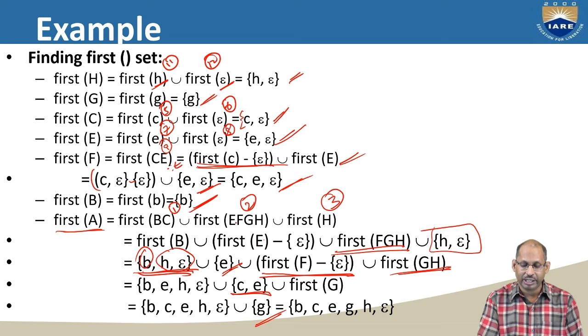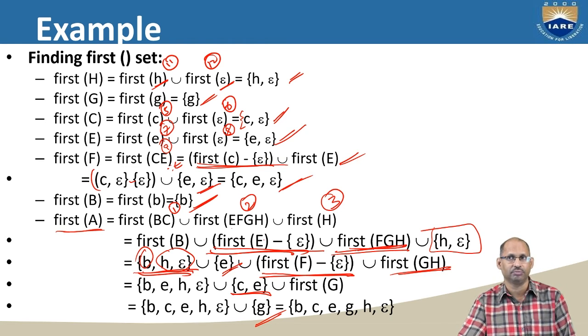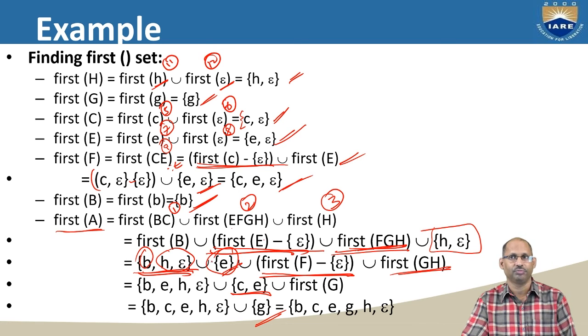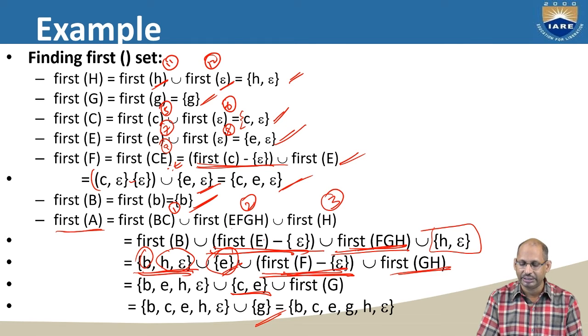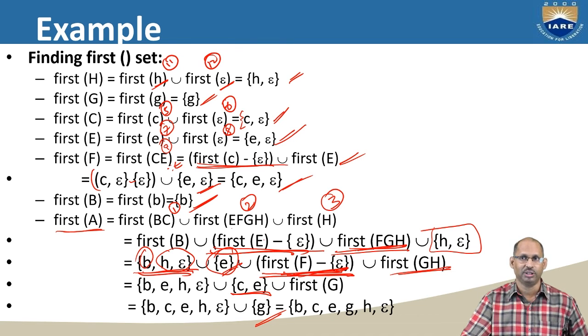Now finally, since E has epsilon, first of E minus epsilon union with first of FGH. So we considered this C. Then the first of F is first of F as epsilon. So first of F minus epsilon. Right? First of F minus epsilon.